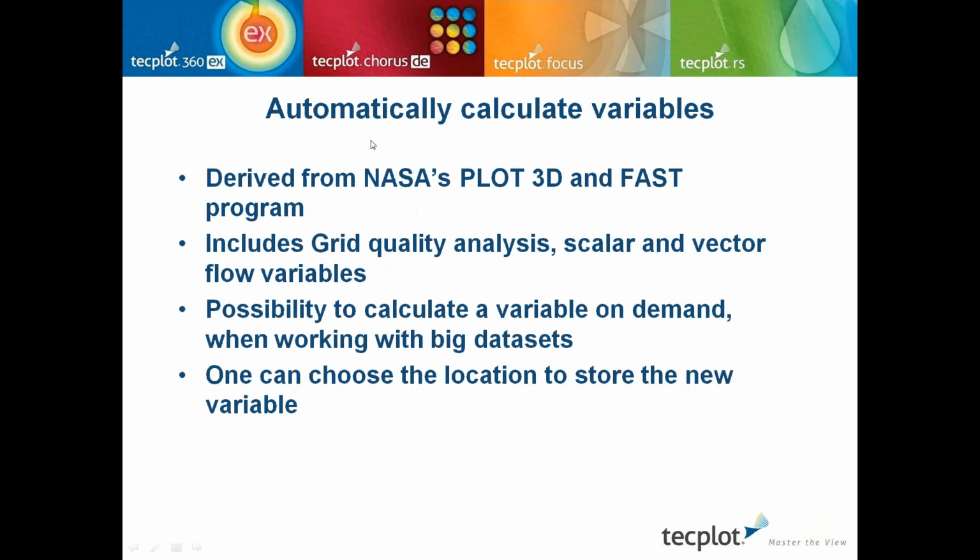So all of those variables are derived from Matplotlib3D and its successor FAST programs. It includes grid quality analysis variables, as well as field scalar variables and, for example, vector flow variables. You can calculate a variable on demand when working with big data sets, which allows you to compute that variable only for the elements you need for further computation or to visualize. You can also choose the location to store the new variable, namely cell-centered or on the nodes.